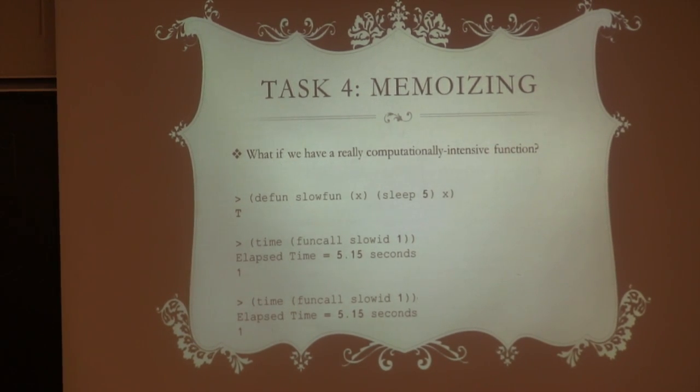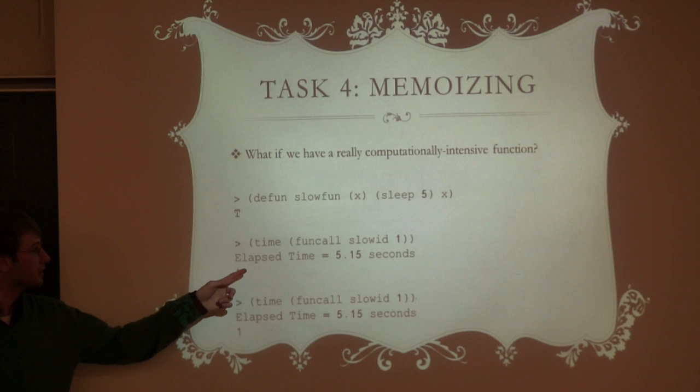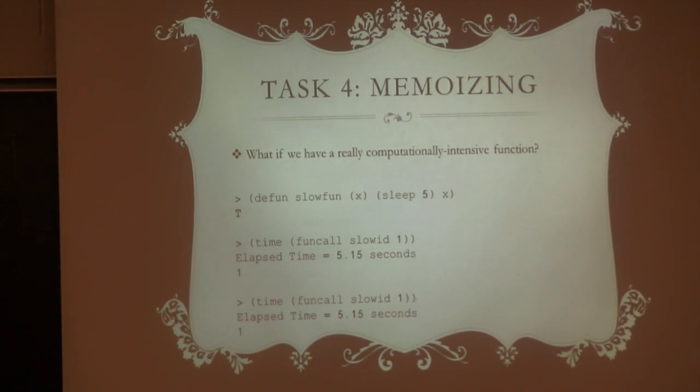So we're going to do this thing called memoizing, which is caching values in a function. We have this function, slow fun. It's a great function, sleeps for 5 seconds and gives you your argument back. That's really useful for testing the time function. When we say time, pass it 1, time elapses, pass it again, and time elapses again. So, great. We just created a really slow function that does nothing.